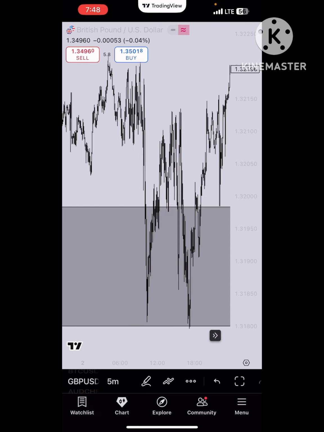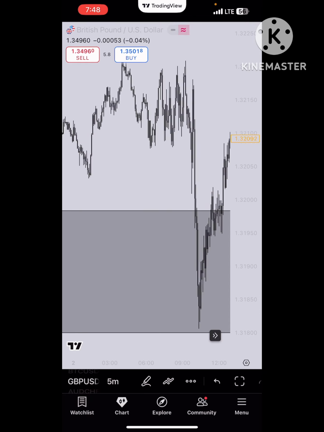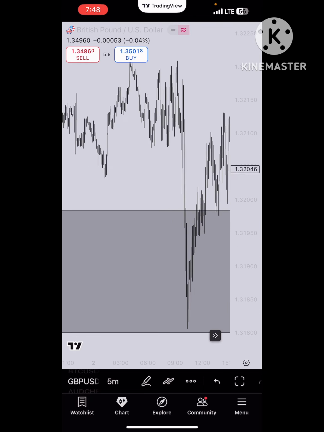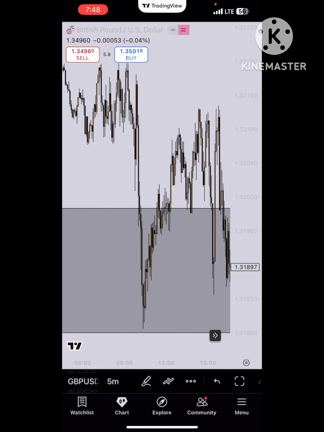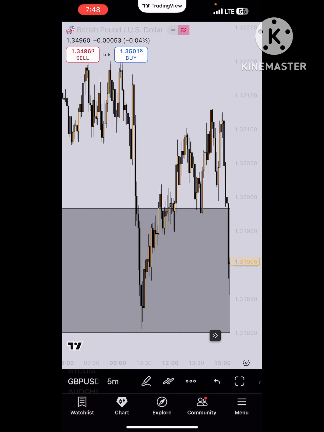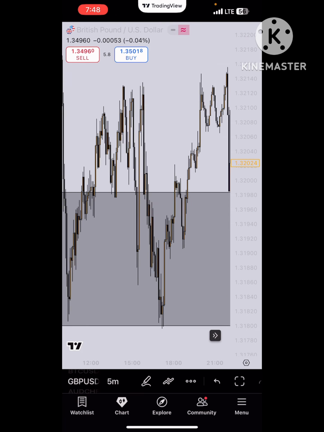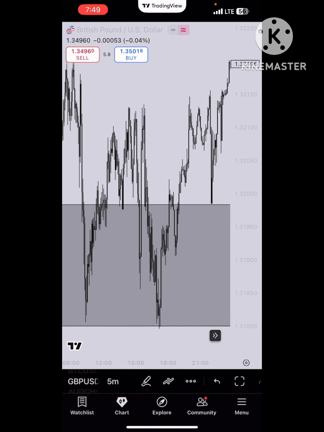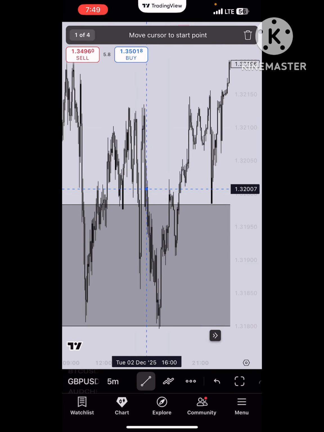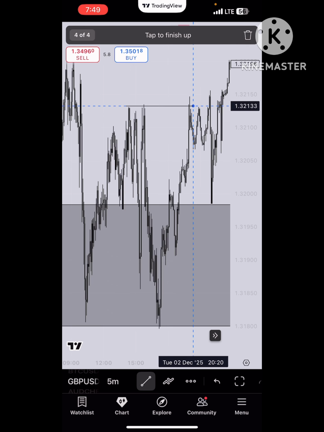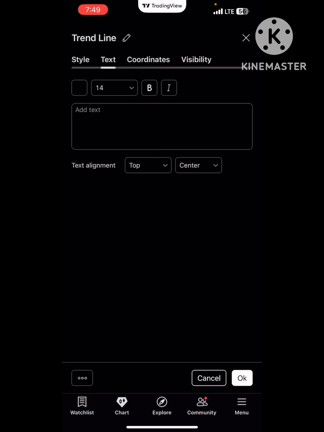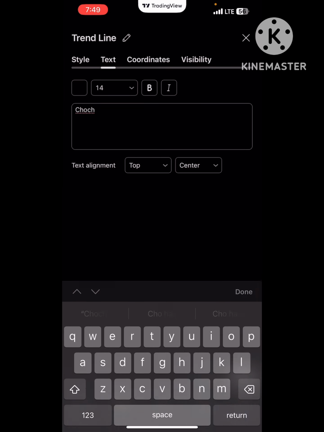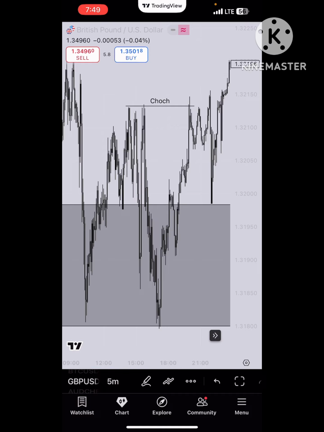So now on the 5 minutes, what do we need to see? We need to look for a change of character in our demand zone here. So where's the change of character here? This is the change of character. So we got the change of character. What does this signify? This signifies a change in market structure.